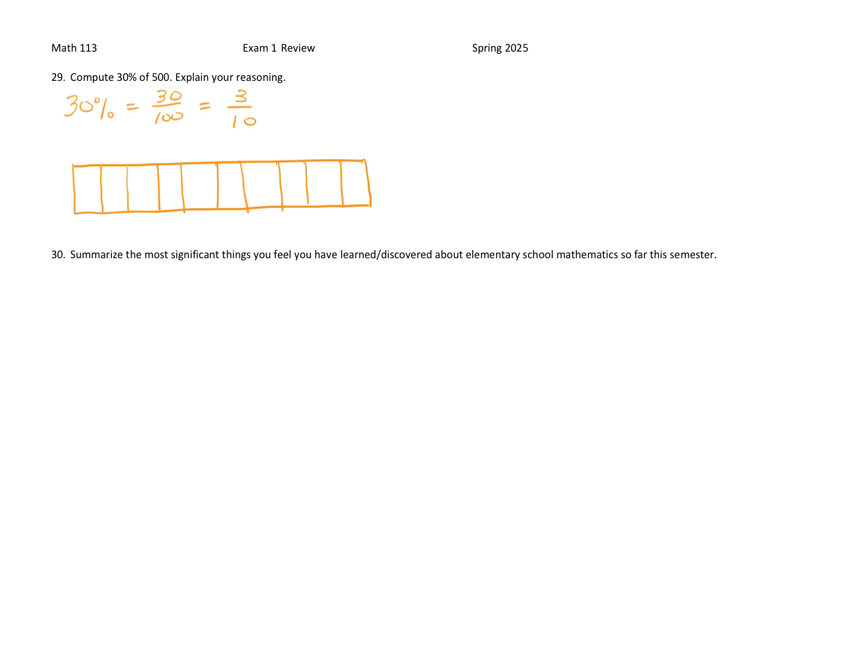Okay, and 30% would be three of them. 30% of 500. So I'm going to take my 500, break it into 10 equal pieces, and I get 50. So each of these is 50. So that makes 500. So 100, 200, 300, 400, 500. Three of them is 30%. So that would be 150.